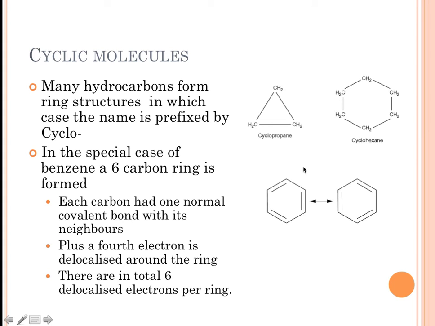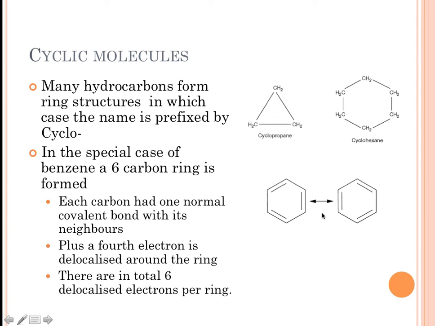This one here, which you might be tempted to call 1,3,5-cyclohexane, don't call it that. We call it benzene. This is a special one. Essentially, each of these 6 carbons has got a single bond between them, but then they've also got an extra electron, which is delocalized around the ring. And then each of them has just one hydrogen on them.